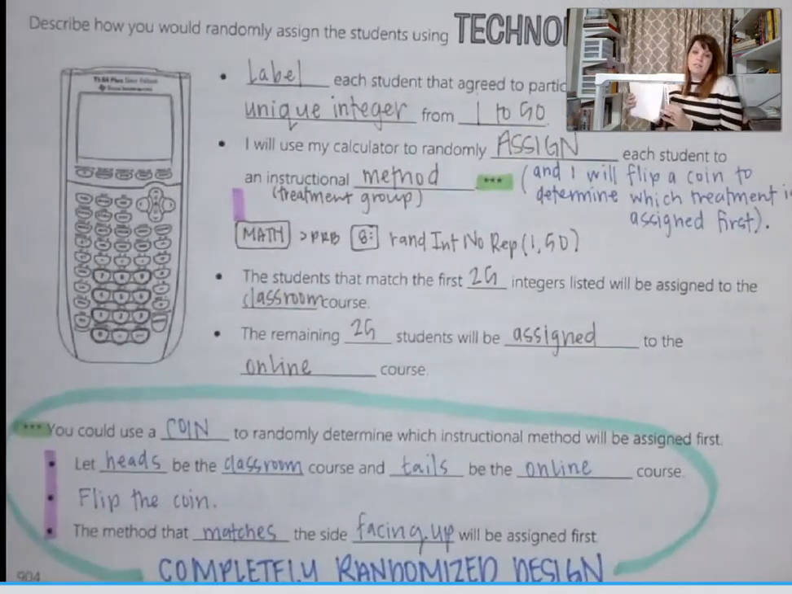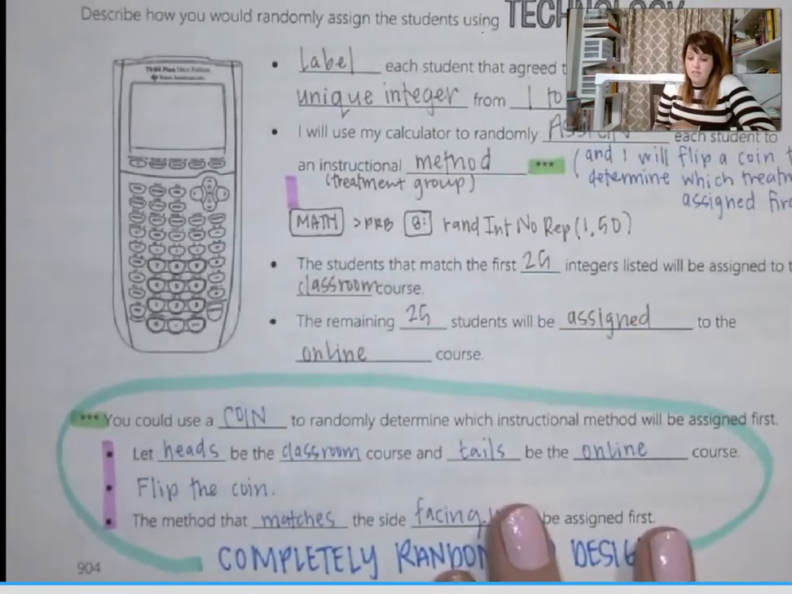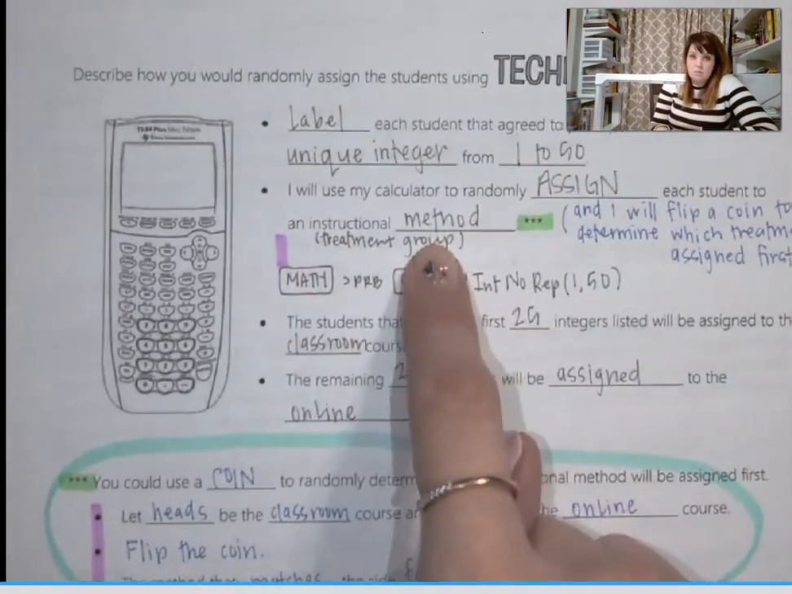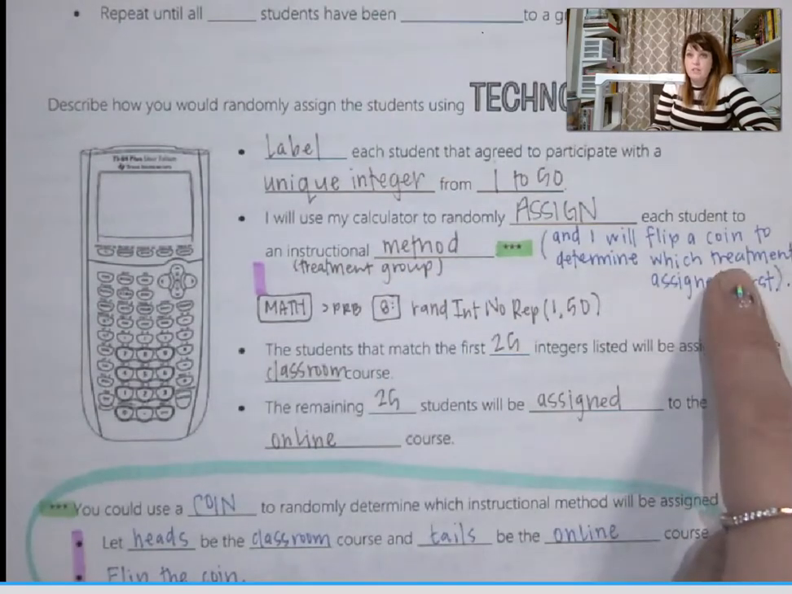Completely randomized design is something different. It's when you randomize all elements that can be randomized. So I'm using a calculator to assign the kids, and a coin to decide what to assign first. You don't have to use a coin.